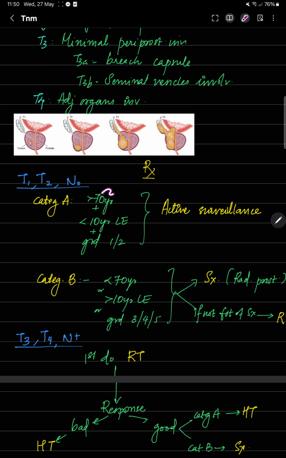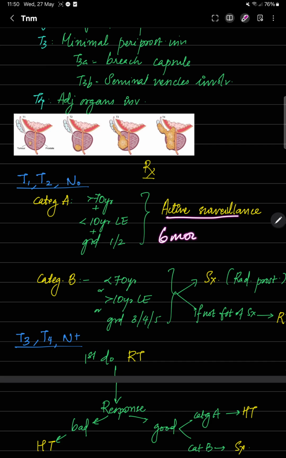Category A means the age of the patient is more than 70 years or the life expectancy is less than 10 years and it is a grade 1 or 2 cancer. So the grade is told by the pathologist, that is using the Gleason score. So we have the 1 to 5. So 1 and 2 are usually mild grade. So if all these three are satisfied, then we can do active surveillance.